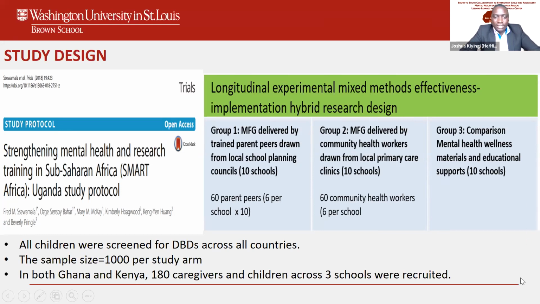In Uganda, the study is implemented across 30 schools, and each arm has a total of 10 schools. We targeted to recruit a total of 3,000 children across the 3 arms. That is 1,000 children per arm.